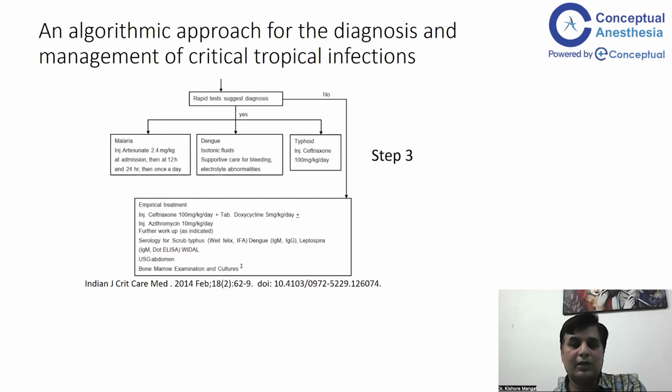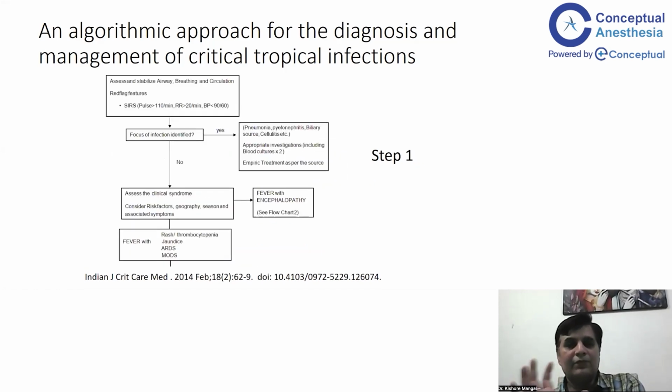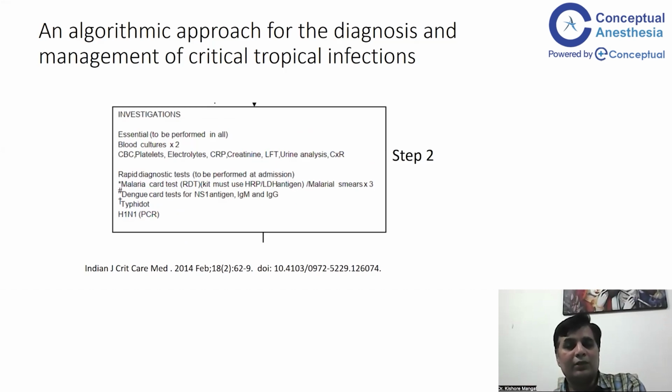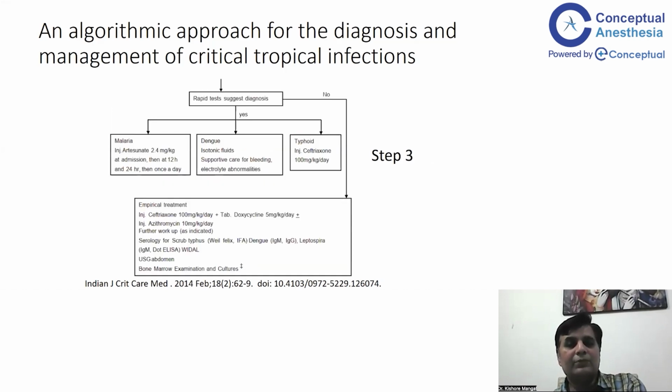So first, again, I'll summarize it. First, you have to look for ABC. If there are red flag features, admit the patient into ICU. Try to identify the focus of the infection, and also look at what is the syndrome of the patient. Depending on that, you have to investigate, and you have to send your rapid diagnostic test. If it comes out to be positive, then treat that particular infection. If it comes out to be negative, then you have to start empirical treatment in the form of ceftriaxone, doxycycline, and plus minus azithromycin plus other supportive care.